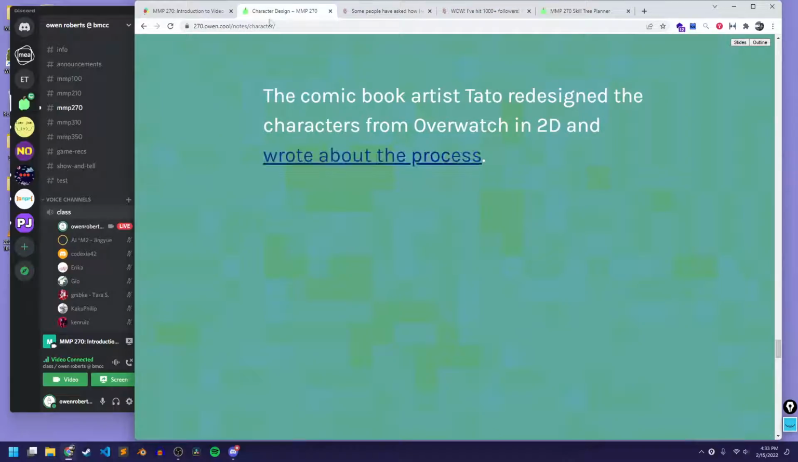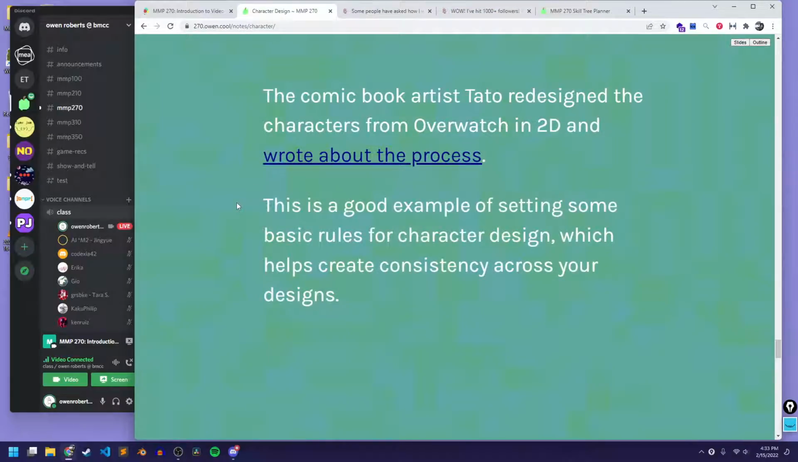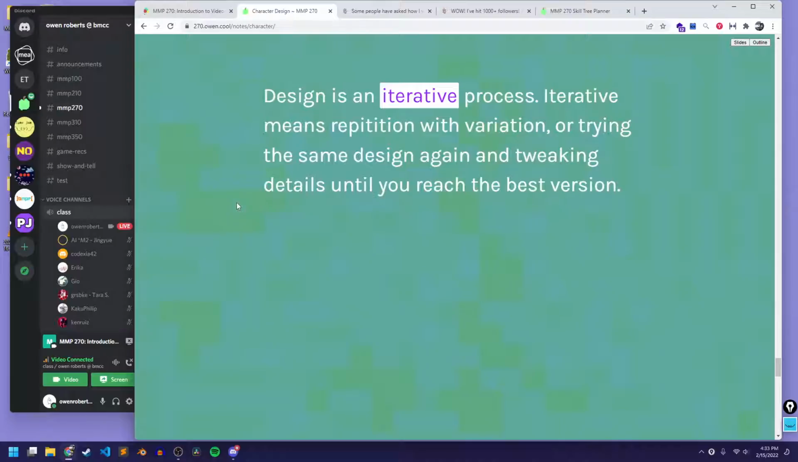So that's just one example that I like of the character design process. One thing that I really want to emphasize, and that is part of this character design assignment, is the iterative process of design. Iterative is a big word. It basically just means doing something multiple times, but changing it as you do it. That's the important part of iteration. Just repeating something is not iterating. Repeating something, but making a variation, making a change, that's how you iterate.